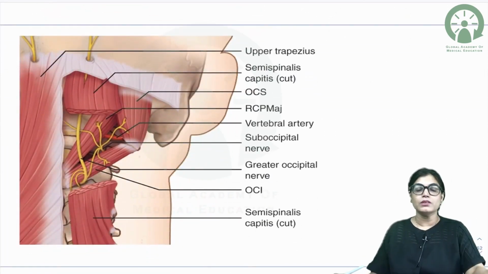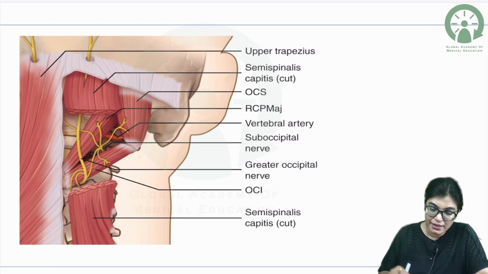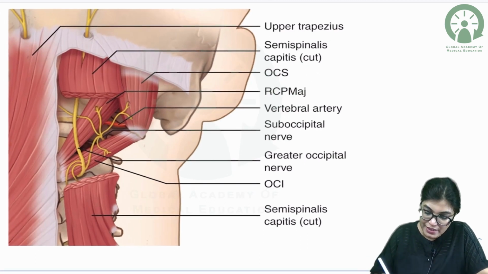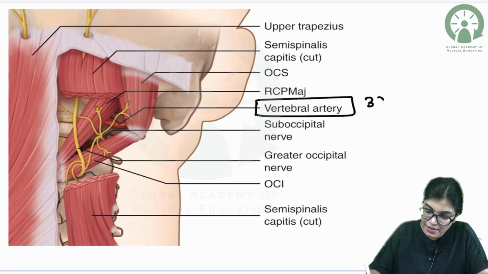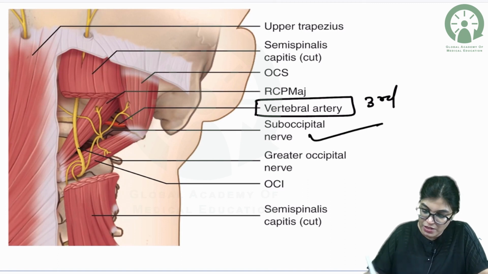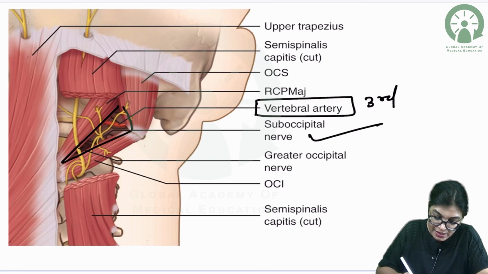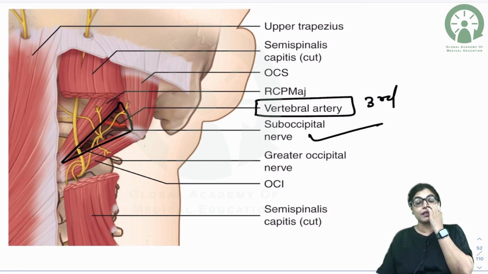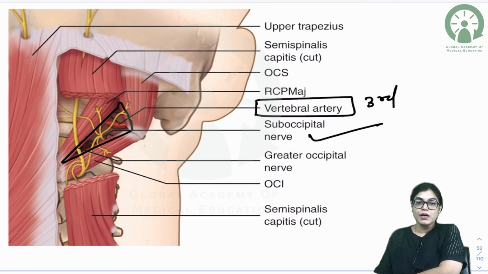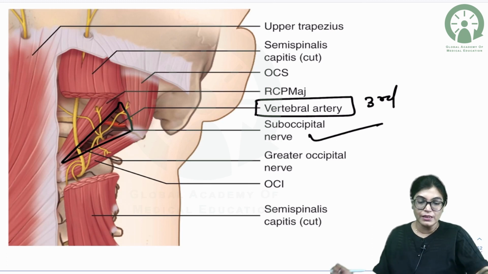Now let's talk about the content. So the content of suboccipital triangle is vertebral artery, to be more precise, the third part of vertebral artery and the suboccipital nerve along with it. So this triangular space which you are seeing is the suboccipital triangle, which contains third part of vertebral artery, the suboccipital nerve, and the suboccipital venous plexus.